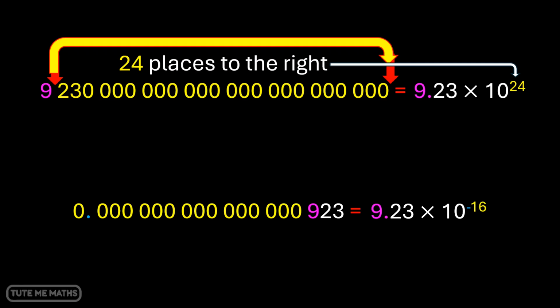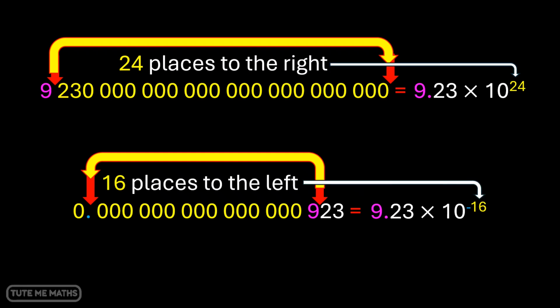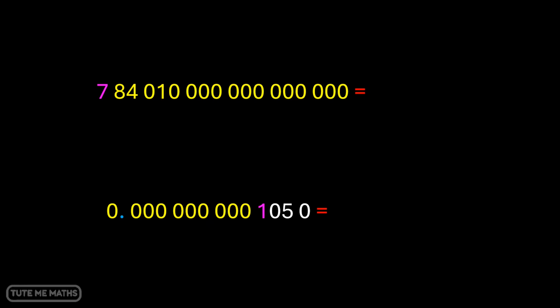For the second example, we have a very small number. The original position of the decimal point was here, but now it's here. Counting the digits, we find that it has moved 16 places. We would need to move it 16 places left to put it back where it was. So the power of 10 is negative 16. You might like to pause the video and try these two yourself.